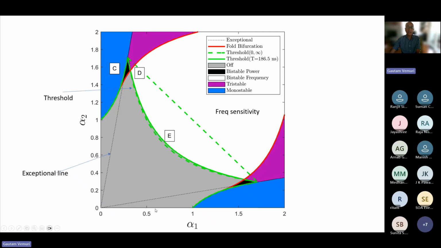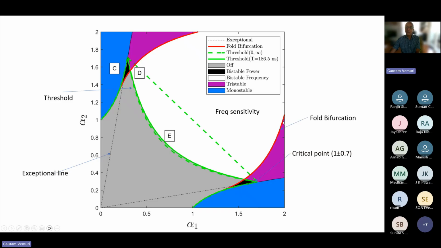These are the exceptional lines. The point at which the threshold and the exceptional line meet, these are the critical points. And these happen when alpha 1 and alpha 2 are 1 plus or minus 1 over the square root of 2. Okay, so for example, here, alpha 1 would be 1.7 and alpha 2 would be approximately 0.3, and the reverse would be true at this other critical point.